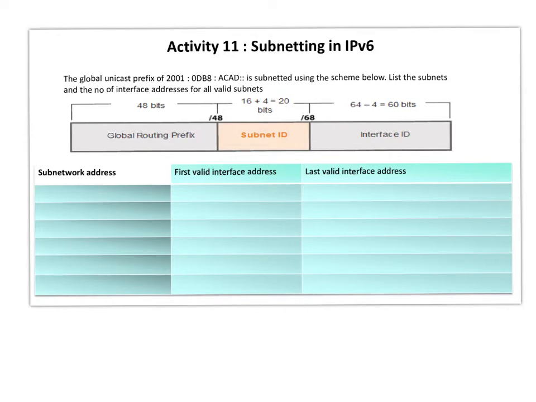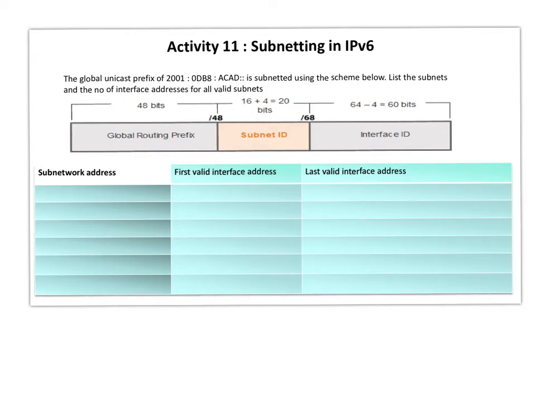The second thing, which is more important, is the fact that in IPv6 we do not have broadcast addresses. We do not have broadcast in general. So if the interface ID part is all Fs, that's a valid interface IP address. It's not a broadcast address.